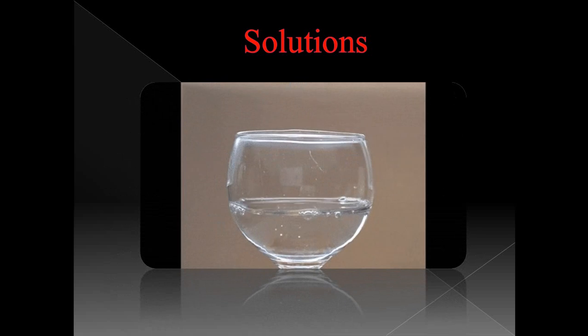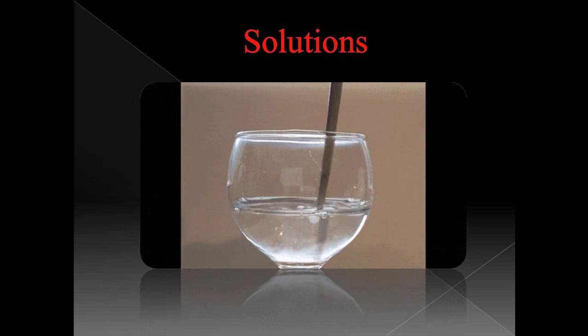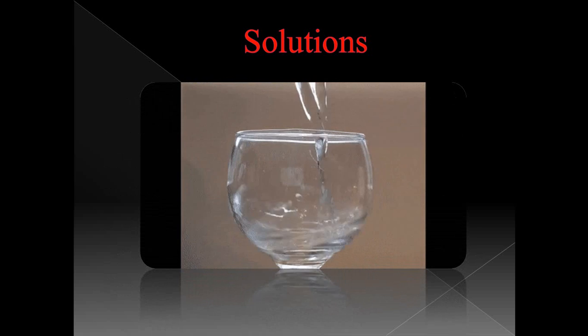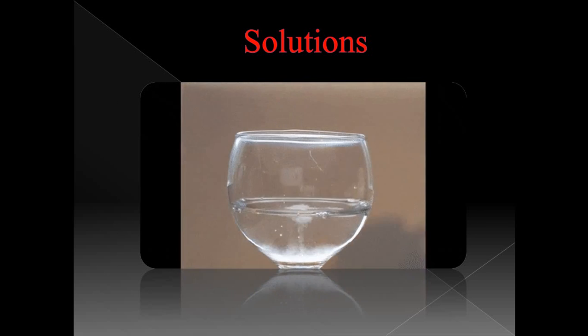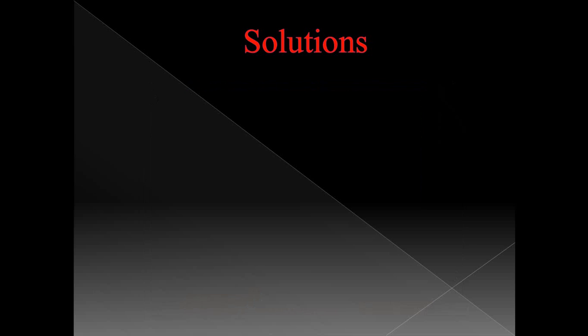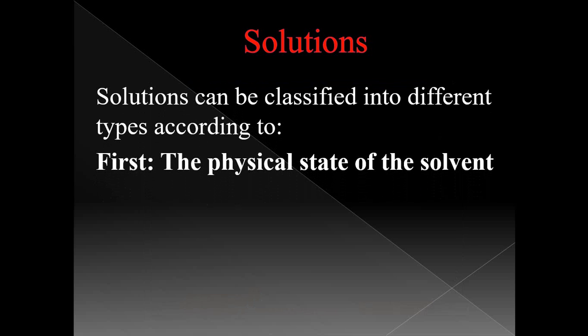Okay, that's how we can see the formation of a solution by placing some solute, stirring, and it's gone. They form a solution where the solute can no longer be seen by the naked eye. So solutions can be classified into different types according to three main points. The first point is the physical state of the solvent.